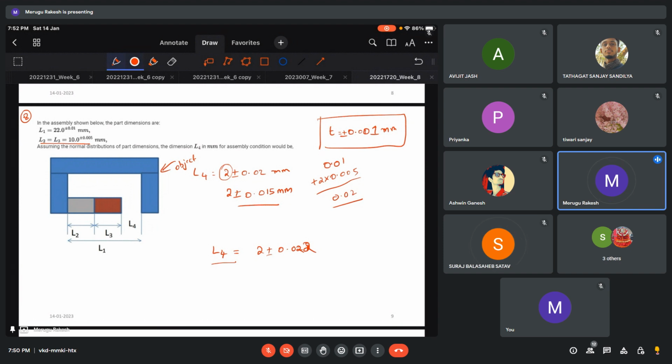Sir, here we are taking the maximum of L1 and subtracting the minimum of L2. Yes. Okay. So everyone is getting the same 2 plus or minus 0.022. Okay.